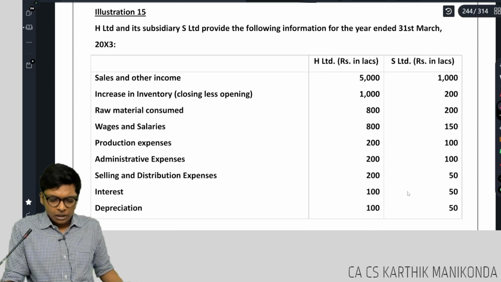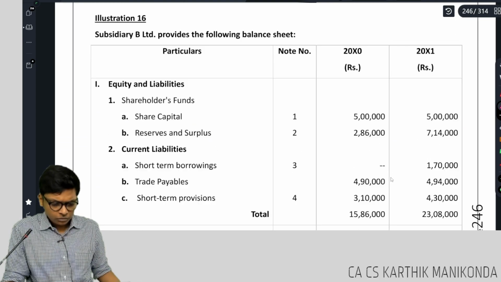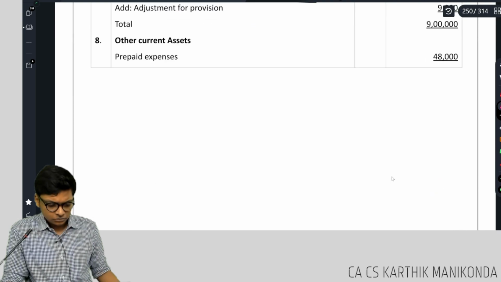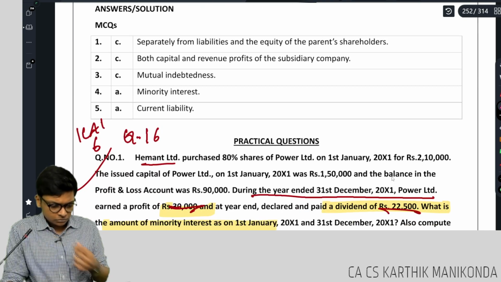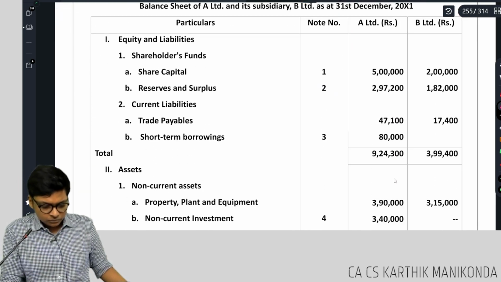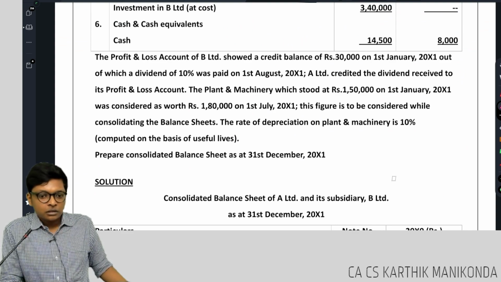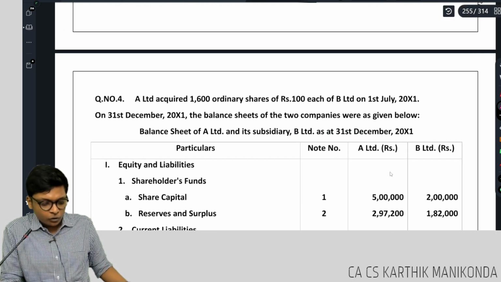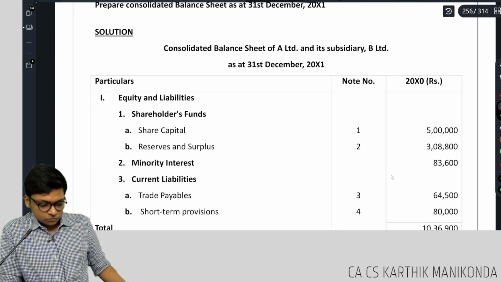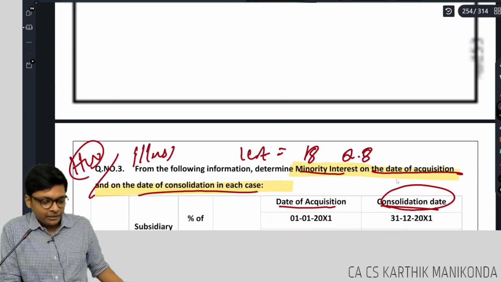Okay. We have illustration 15, 16 and 17. Correct? I am seeing additional questions. There should be one more sum. Yeah. Additional question 4. Correct? Do you have this question in the book? Additional question 4, last one. Correct? So we have 3 more sums plus that one whole sum pending.